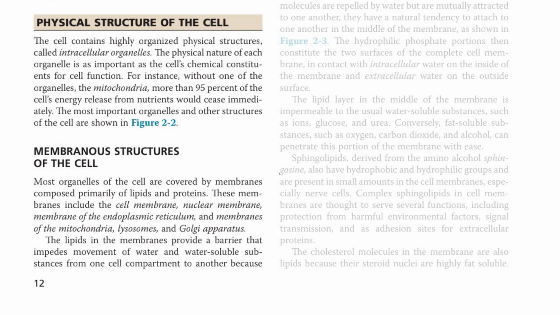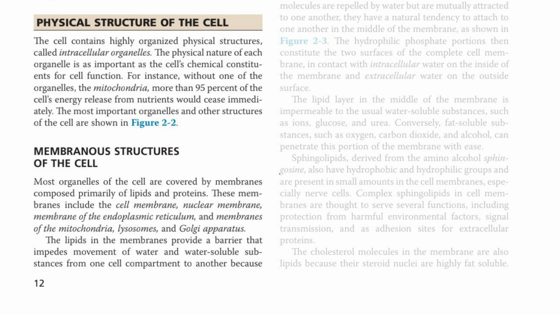Physical structure of the cell. The cell contains highly organized physical structures, called intracellular organelles. The physical nature of each organelle is as important as the cell's chemical constituents for cell function. For instance, without one of the organelles, the mitochondria, more than 95% of the cell's energy release from nutrients would cease immediately. The most important organelles and other structures of the cell are shown in Figure 2-2.